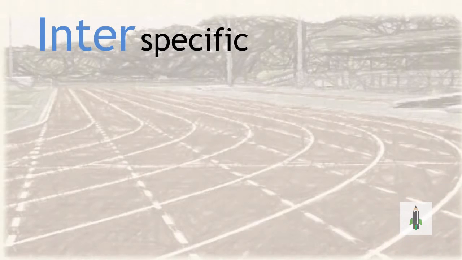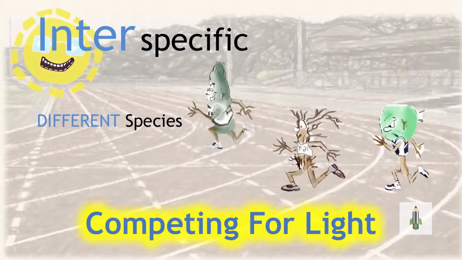On the other hand, interspecific interactions are the effects the individual of different species have on one another. For example, interspecific competition may involve different species of plants and trees competing for light.